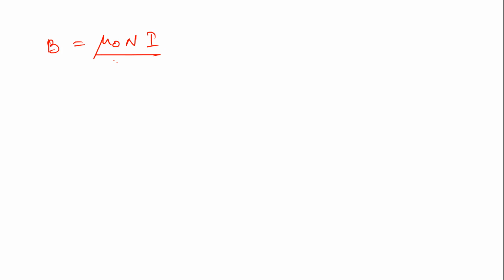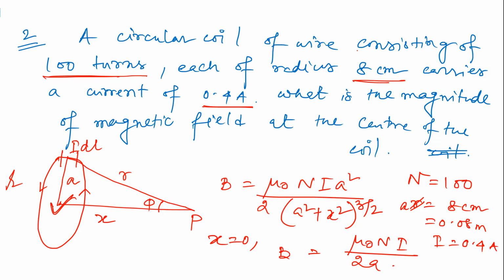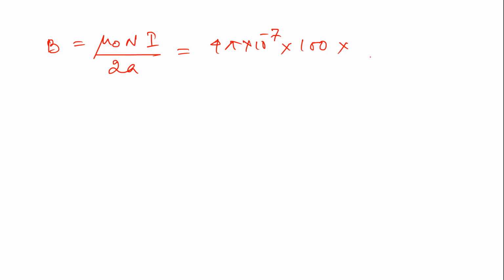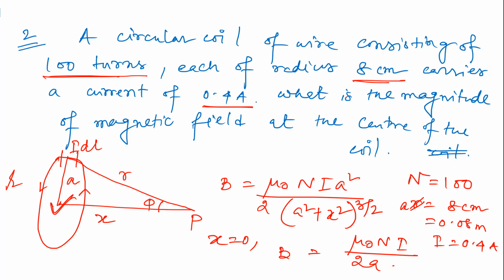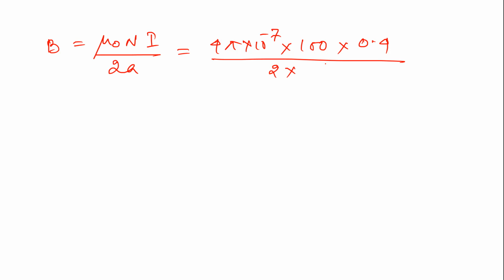So what value of B do we get here? B is equal to mu naught Ni divided by 2a. Mu naught has the value of 4 pi into 10 to the power of minus 7. Number of turns is equal to 100. The current is 0.4 ampere, right? So it is 0.4 divided by twice the radius. The radius is 0.08 meter, right? So I am substituting that value as 0.08 meter. Now we have to calculate that. For that case, 0.4, and if we eliminate this, it will be 0.2.